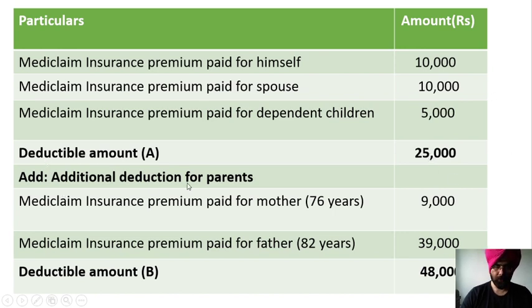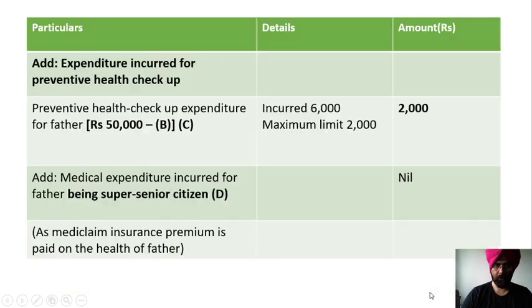Second, you have to add the amount of expenditure incurred for the parents. That is, the mediclaim insurance premium paid for the mother who is 76 years old, that is a senior citizen, and the mediclaim insurance premium paid for the father who is also a senior citizen. The maximum amount paid is 48,000, but the deduction allowed is up to 50,000. So up to 48,000 this expenditure is allowed.